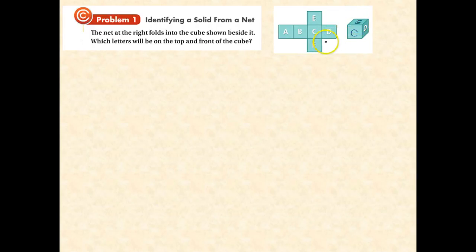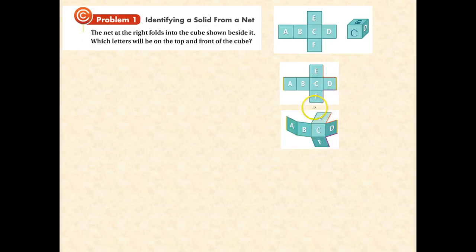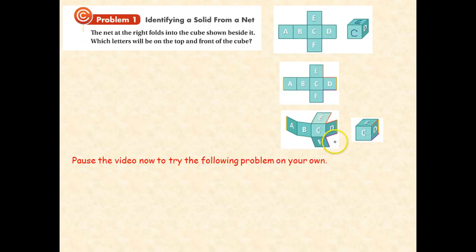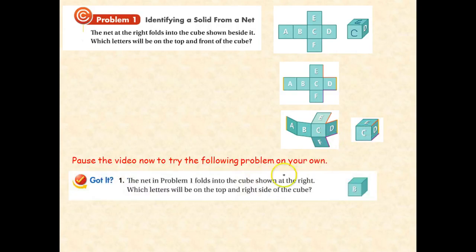If it's not easy to visualize, maybe take a look at these. You can see that these two are going to fold together. These two are going to fold together. And as you start to fold it together, you can see that C would be on the front and E would be on the top. Go ahead and pause the video, see if you can figure out what's going on here with number 1.